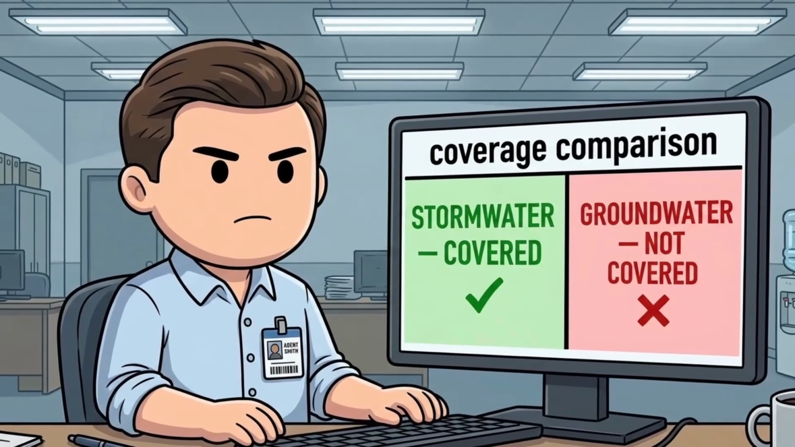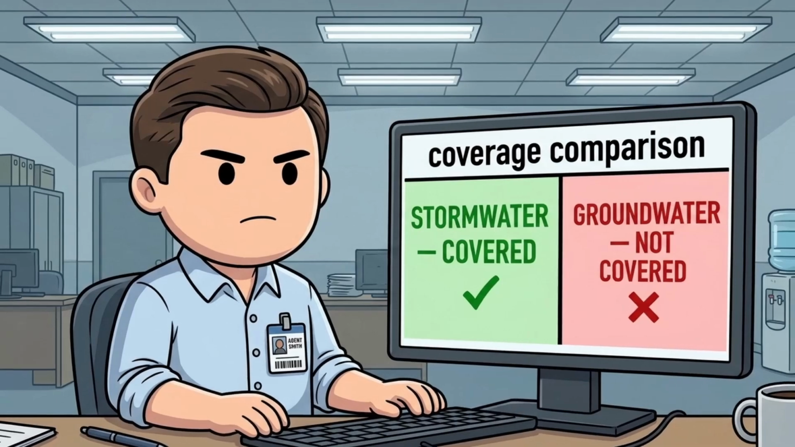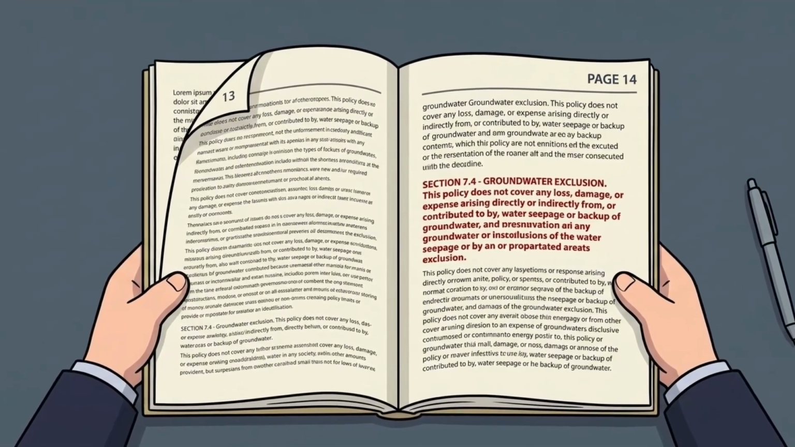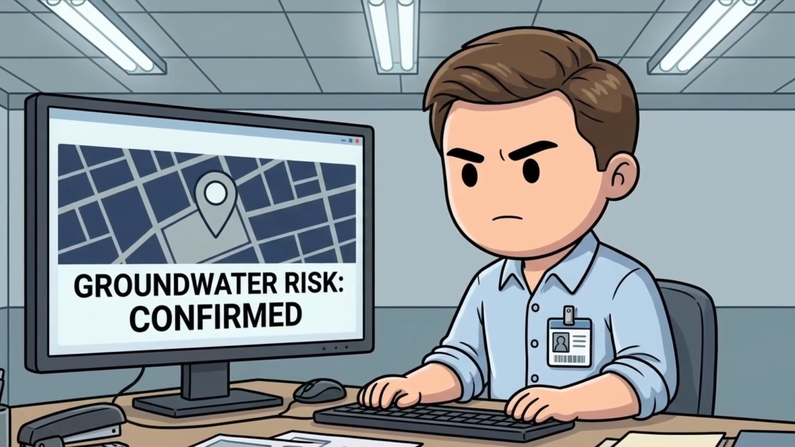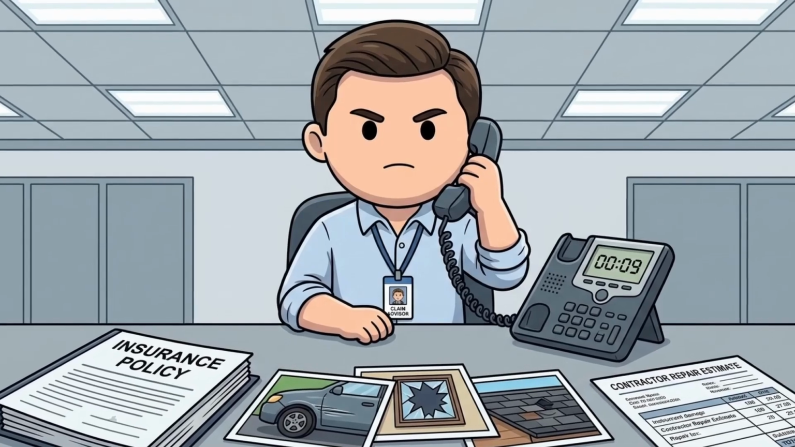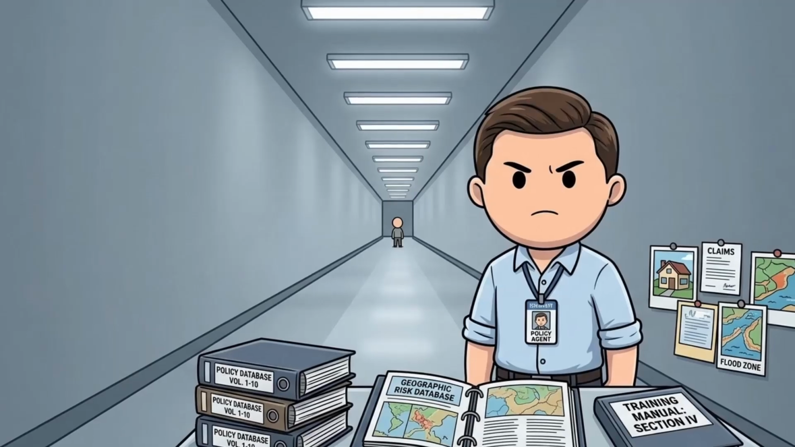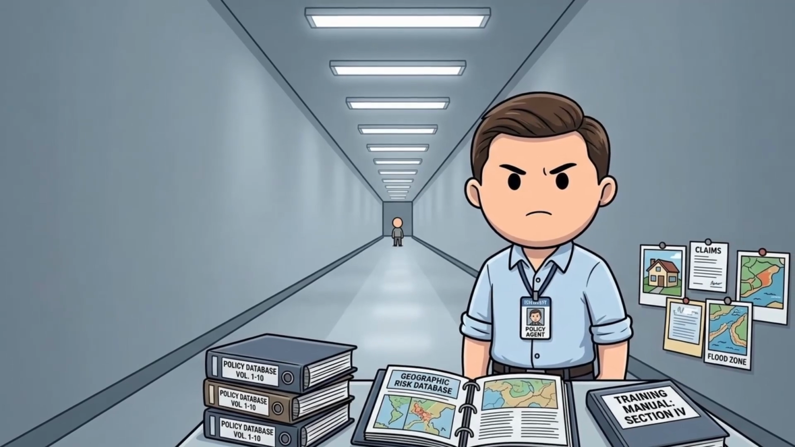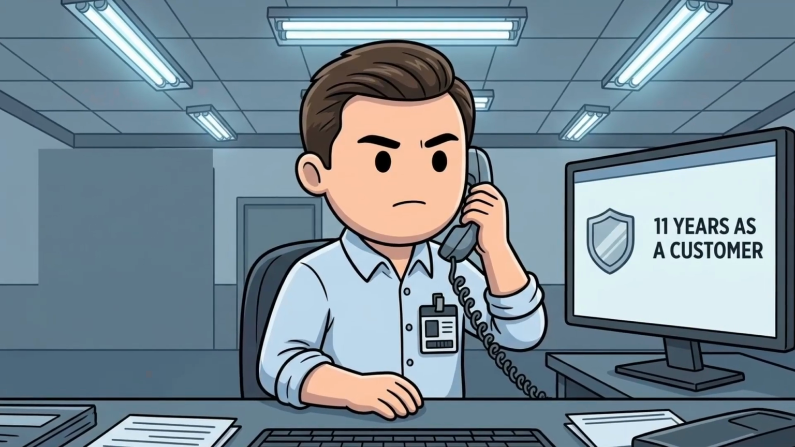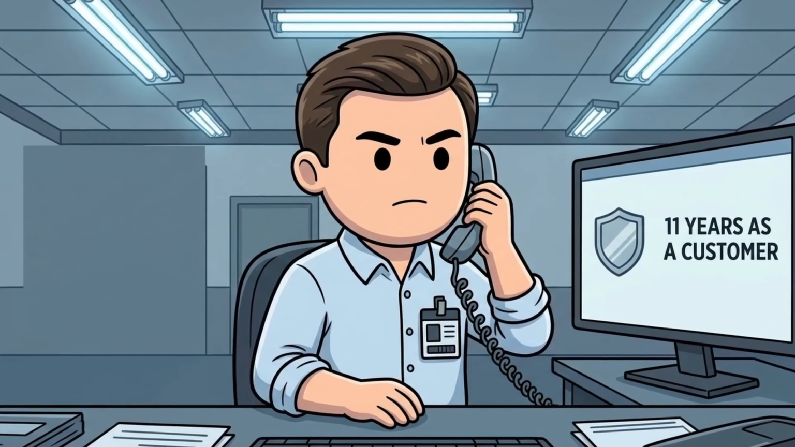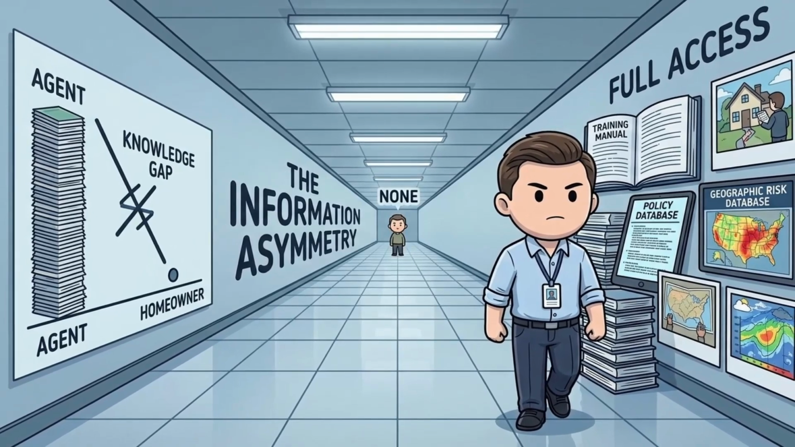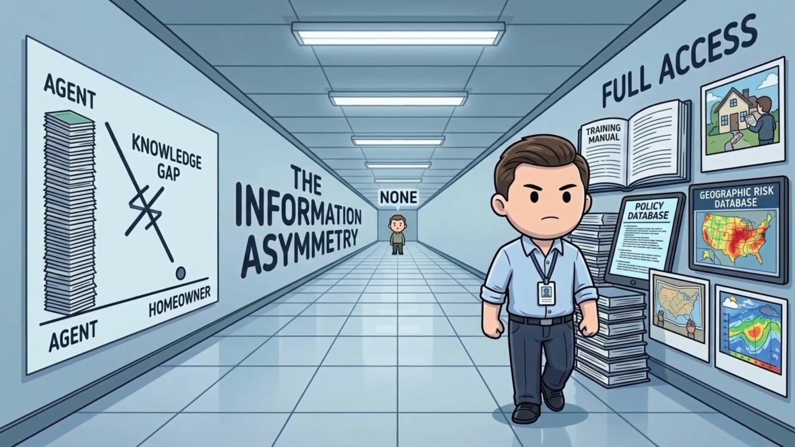Stormwater damage is covered under the base policy. Groundwater damage is not. The exclusion is on page 14. The homeowner's damage is groundwater. You determined this from 3 photographs, 1 contractor estimate, and the hydrology of his address, which you looked up in the company's geographic risk database in approximately 4 minutes. You have been on this call for 9 minutes. He has been a customer for 11 years. The information asymmetry between you and him is total and has been total since the day he signed the application.